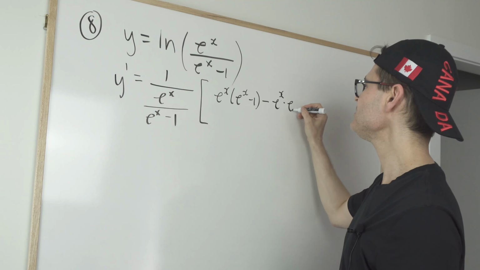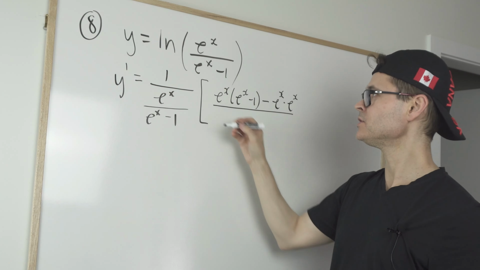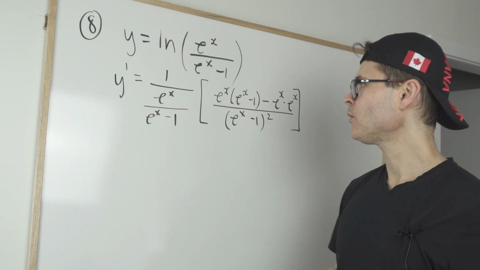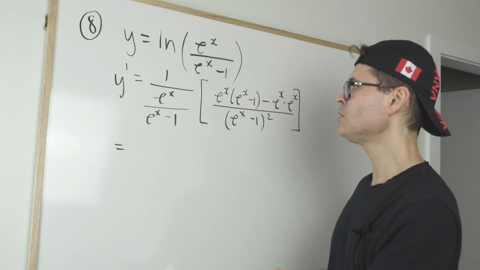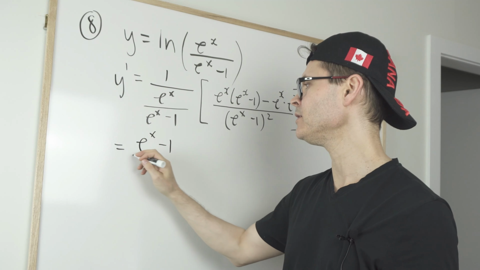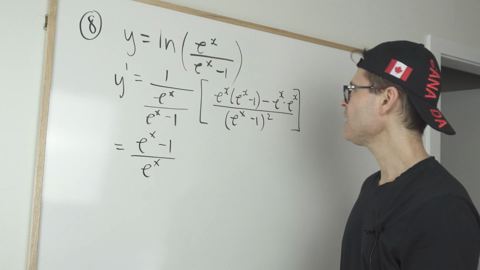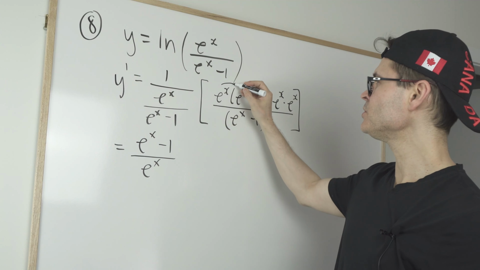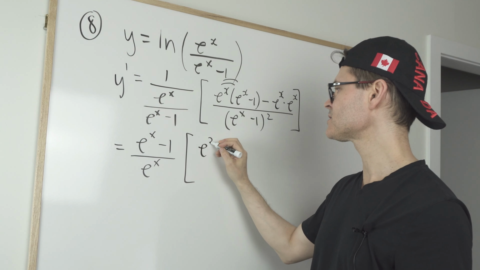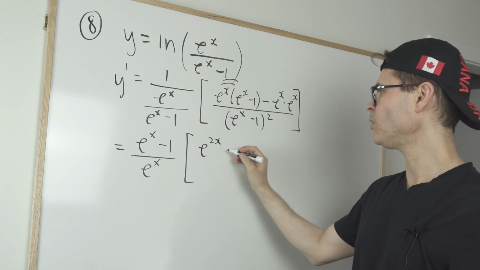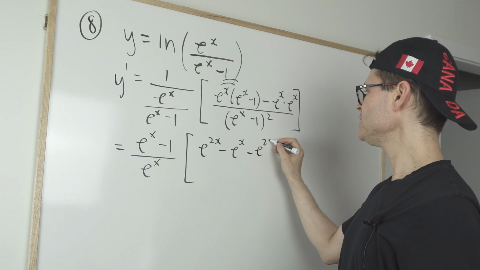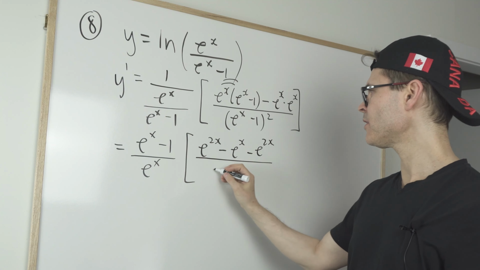So e to the x times e to the x all over the denominator squared, e to the x minus 1 squared. Okay, let's clean that up. So that's going to be equal to, well, 1 over e to the x over e to the x minus 1 is e to the x minus 1 over e to the x. And then here I can do some expanding through. Don't leave things like that. So e to the x times e to the x is e to the 2x. And e to the x times negative 1 is minus e to the x. Minus e to the 2x here as well, all over all that squared.